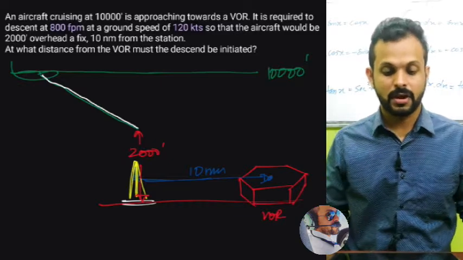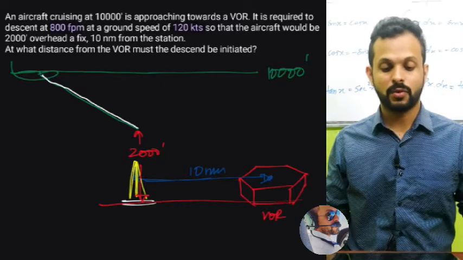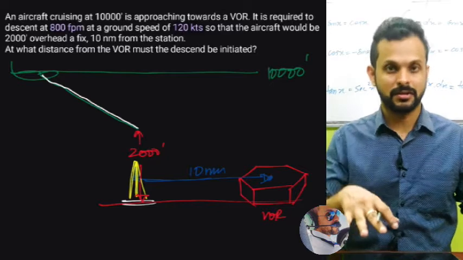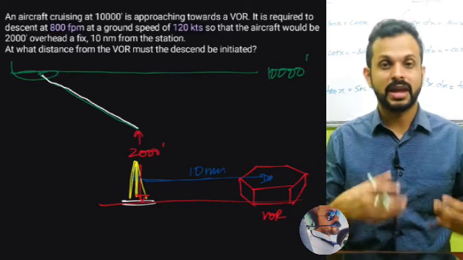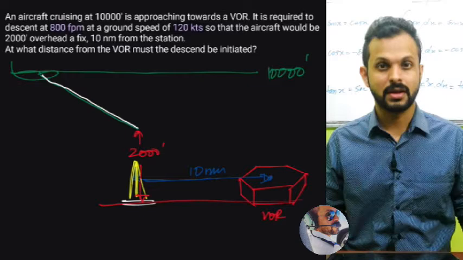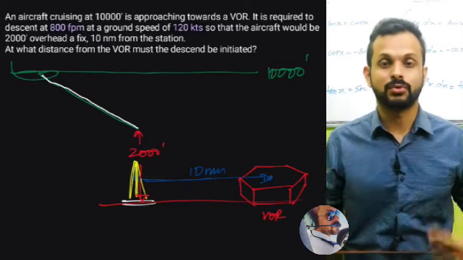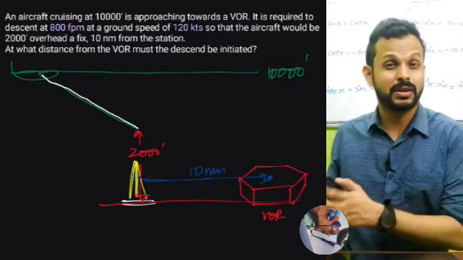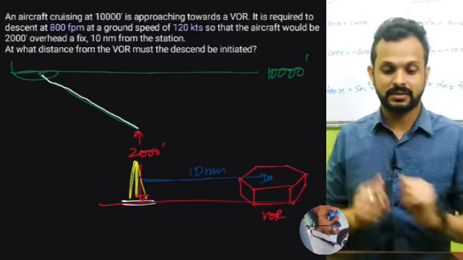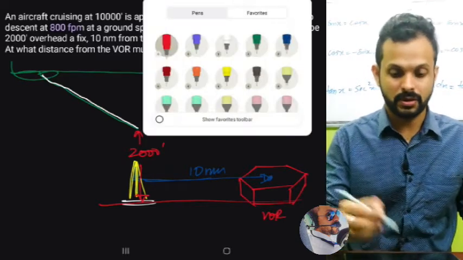Perfect. That's it. Now, at what distance from the VOR must the descent be initiated at 800 feet per minute at 120 knots of true ground speed, so that you would end up 2,000 feet overhead this fix, which is 10 nautical miles from the VOR station? That's exactly what is asked in the question. All right, perfect.